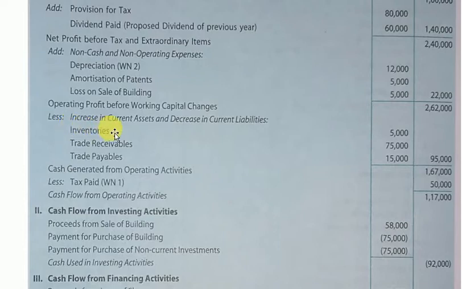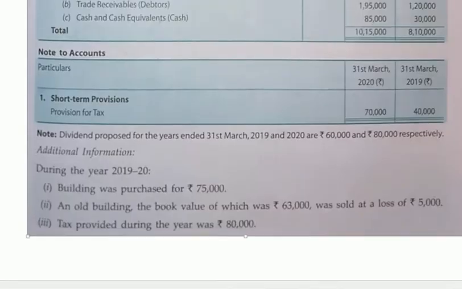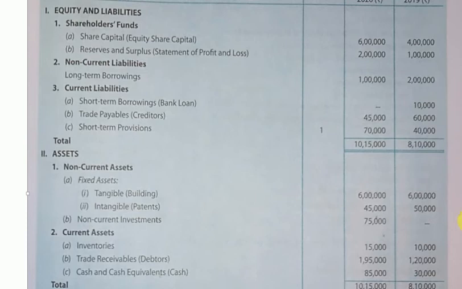less increase in current assets and decrease in current liabilities. So trade payables 15,000 is to be subtracted. This should be kept in bracket. The amount 15,000 should be put in bracket. All those items which are subtracted should come in bracket. So that is about trade payables.